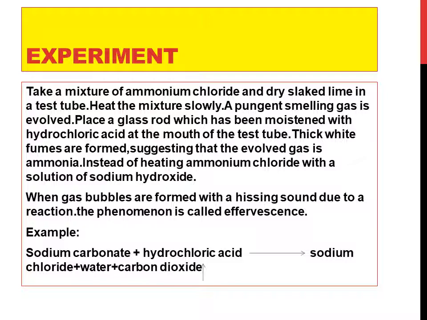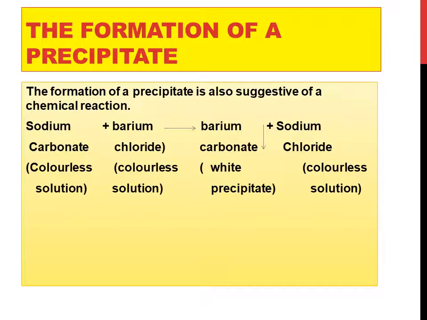Let us move to the formation of a precipitate. If you remember, I've already told you what a precipitate is. It is a solid that separates when one solution is added to another solution. So the formation of a precipitate is also one of the characteristics suggestive of a chemical reaction.